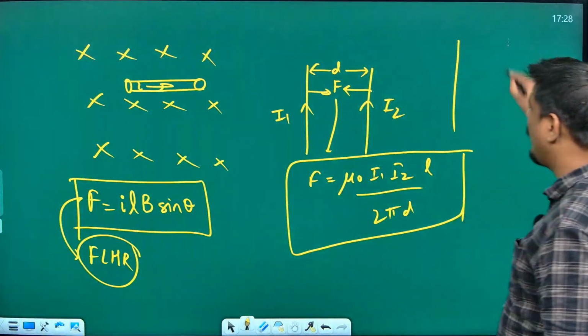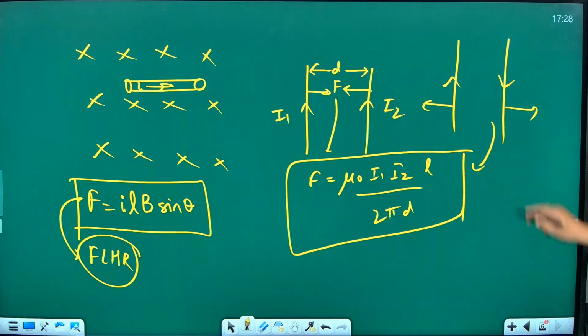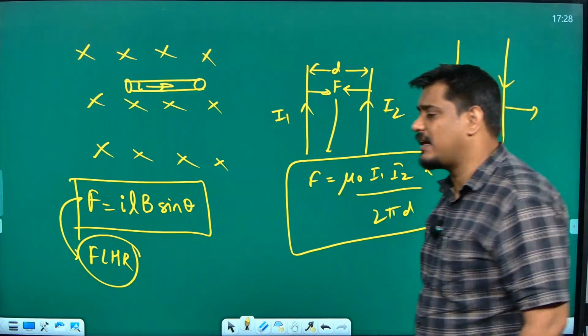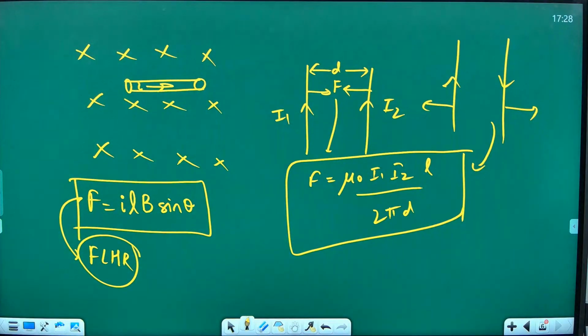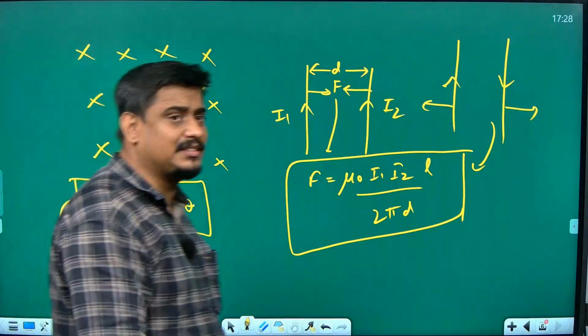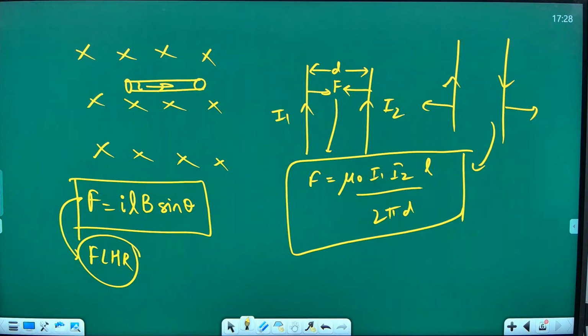And if there are two wires carrying current in opposite directions, they will be repelling each other, with the same force. So two parallel current carrying conductors attract each other if they are carrying current in the same direction, and they repel each other when they are carrying current in opposite directions. The magnitude of force, however, remains the same, which is mu naught I1 I2 L by 2 pi d.